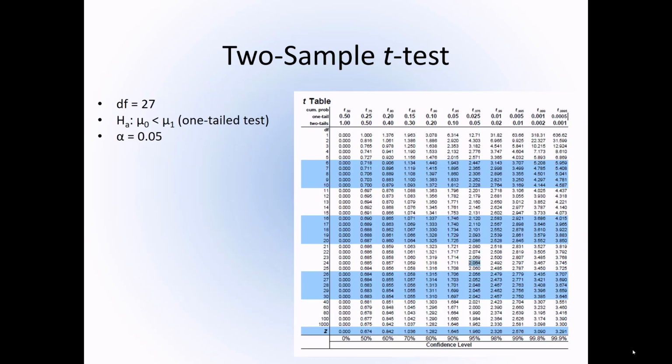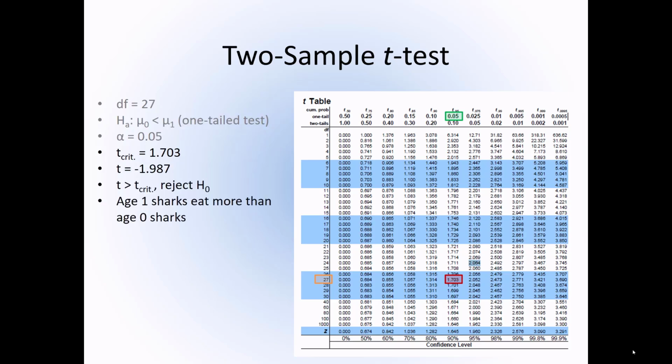And then we can go to our t-table and find our critical value. Again, using our degrees of freedom, using our significance level at the respective one-tail column. We then find that our critical value is 1.703. Again, our test statistic is negative 1.987, but this is equivalent to 1.987, so we're going to take the absolute value of this, and what we find is that our test statistic is greater than our critical value. So we're going to reject the null hypothesis that they eat the same amount of food, and what this is indicating is that the age 1 sharks actually eat more than the age 0 sharks.